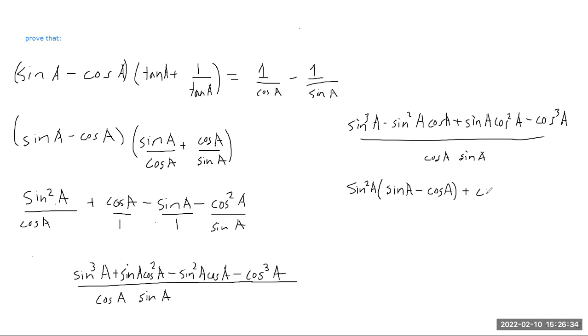Can factor out cos square there. Very good, cos square A. Nice. So Jamie, what do you notice about the new numerator? Isn't that just the product of two factors? Yes, sir. All right. So you can factorize that even further in the next line. So put it over the denominator, then factorize it in the next line.